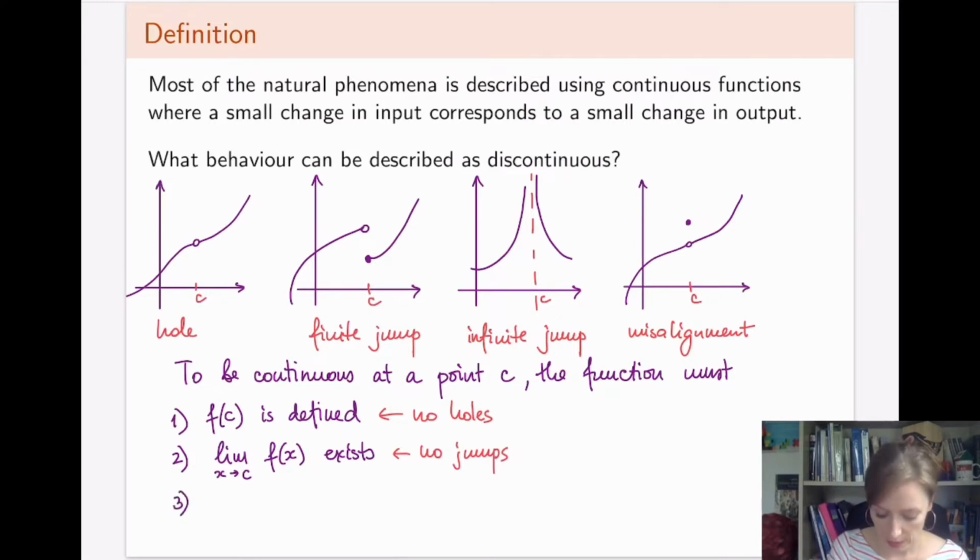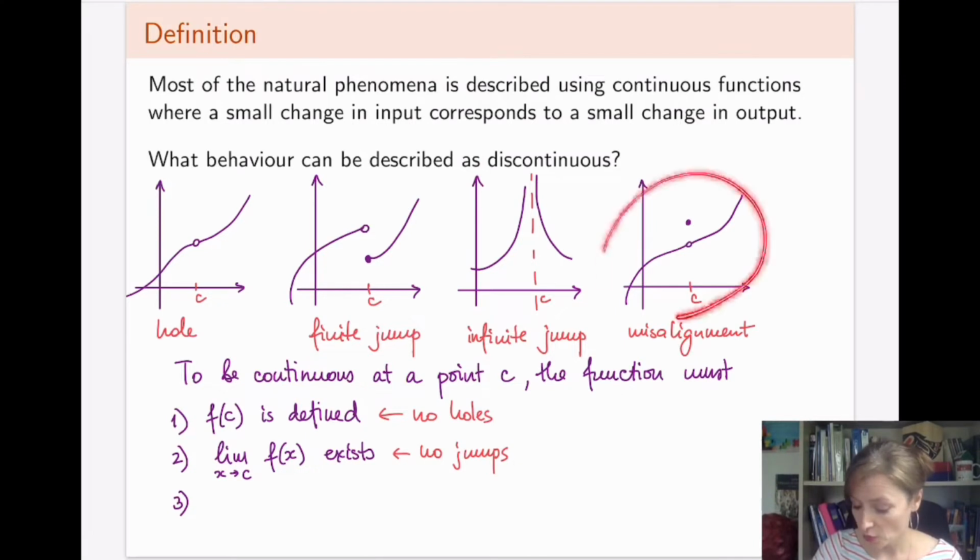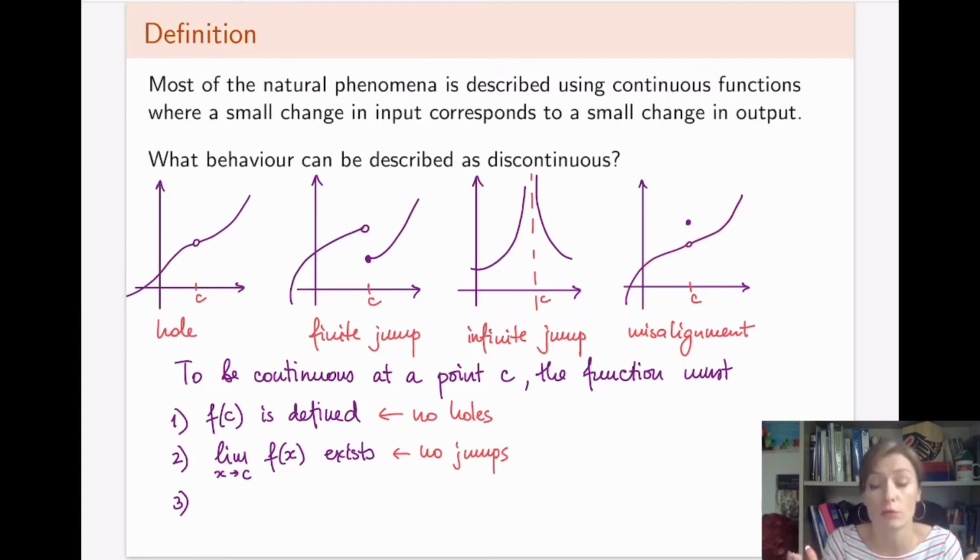And then finally, I would like to avoid a misalignment. Taking a look at what misalignment means, so far these two conditions are actually satisfied, right? This function is defined at point c, although it has a hole there. The limit also does exist, because as you come to the left of c and to the right of c, they do come toward the same point. So far we haven't ruled out misalignment.